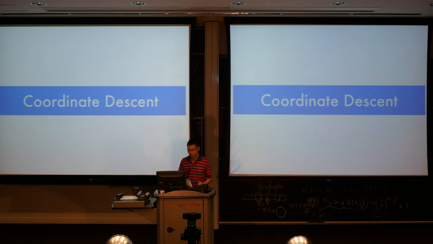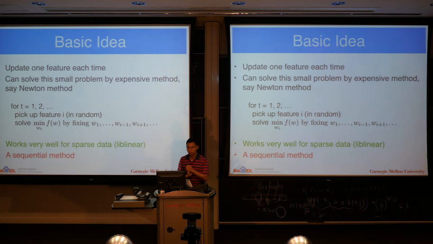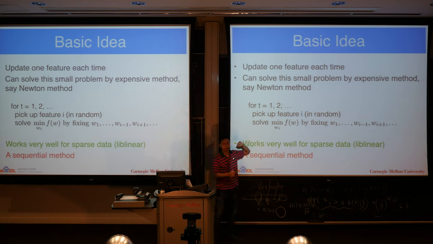So let's go to the second method. That is coordinate descent. This is also a very ancient algorithm. The basic idea is that for a very high dimensional problem, it's quite difficult to solve the problem all at the same time. So why not each time solve a small problem? Each time we pick one feature and fix all the values for the rest of the features, so that we get a one-dimensional problem. For this small problem, I can use some expensive method such as Newton method.